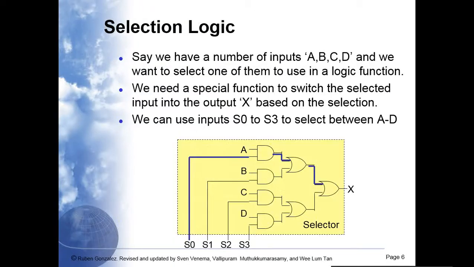So we have something called selection logic, and basically, if we have a number of inputs, in this case we've got 4, A, B, C, D, and we want to select one of them to use in a logic function, we have to do a bit of work. It doesn't happen automatically. So we need a special function to switch the selected input into the output that we want, and then we have a couple of S lines down the bottom. So you'll notice the S lines. Have you seen a word starting with S previously? Selector. Yeah, I've mentioned that already. So we're going to select some things. I'll show you a Logisim version of this, but just have a look at the diagram here.